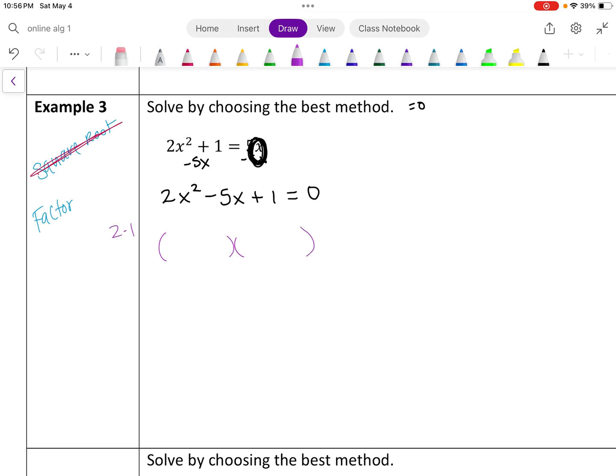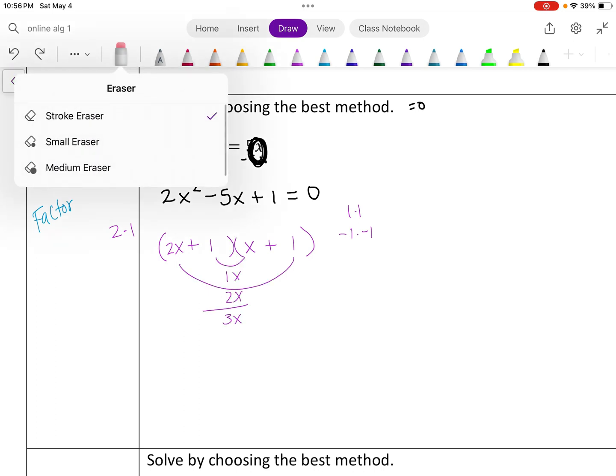Okay, the only way to multiply to be 2x is if we have a 2x and a 1x. Remember, 1x is the same as just x. The only way to multiply to be a positive 1 is 1 times 1 or negative 1 times negative 1. Okay, let's try these out. That'd be a 1x and a 2x, so we could add to 3x. We're looking for negative 5.